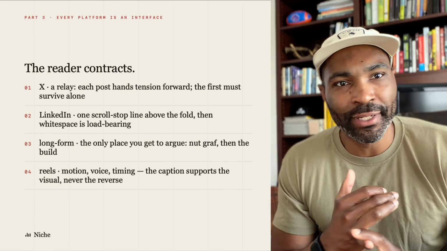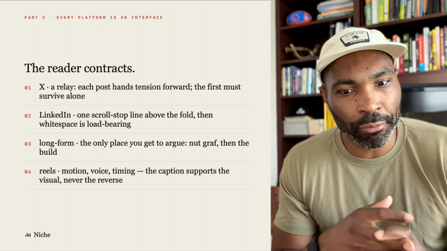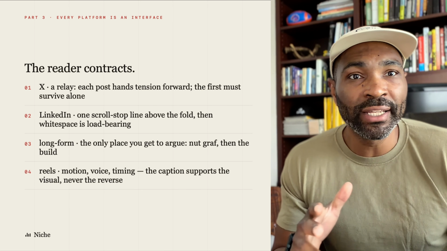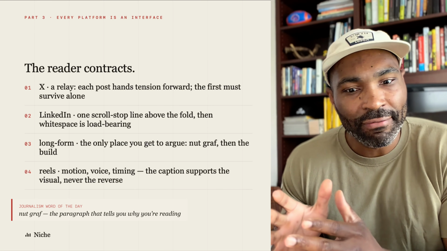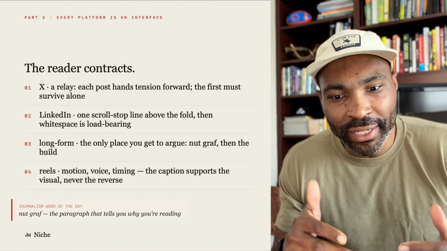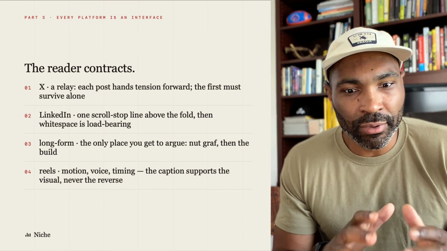So, long form, right? If you think about Medium or Substack, WordPress, wherever you might be publishing your long form content, this is the one place that you really get to argue, right? You got a nut graph up top, one of my favorite only in journalism words, and then you build it. So that's where the architecture write up really lives, right?